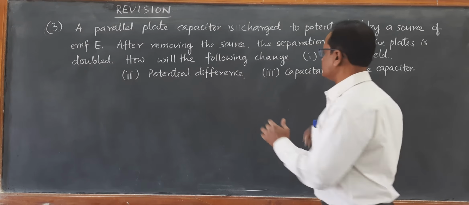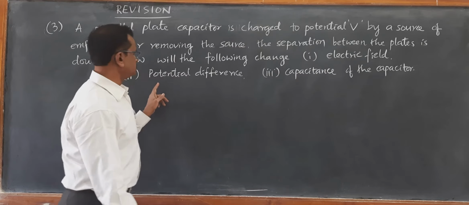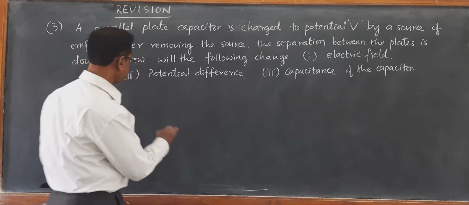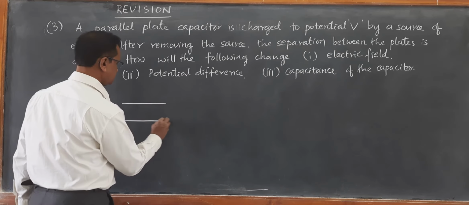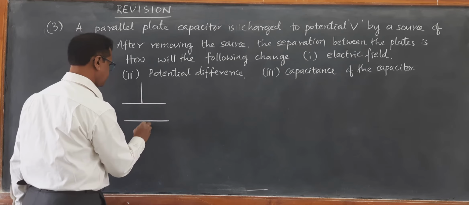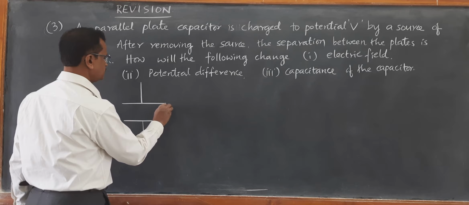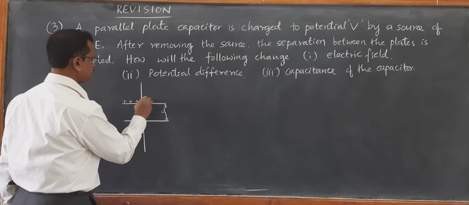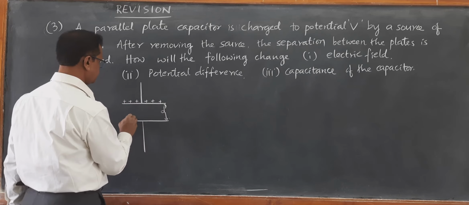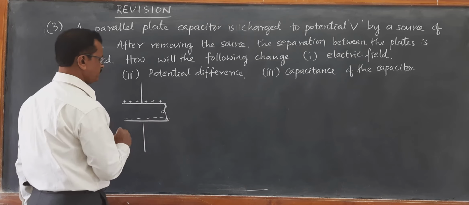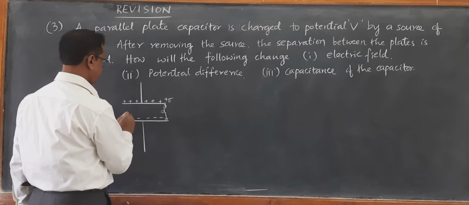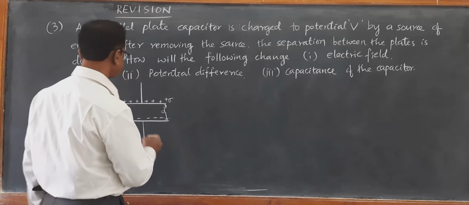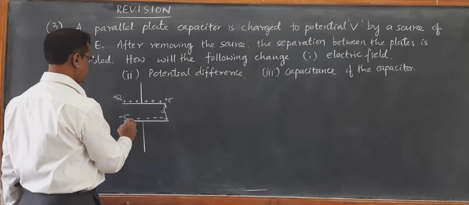How will the following change? First, the electric field. Second, the potential difference. Third, the capacitance of the capacitor. Initially, when it is charged, let us say the distance between the plates of the parallel plate capacitor is d, and it has positive charge density plus sigma and negative charge density minus sigma, or the total charge is plus Q and minus Q.